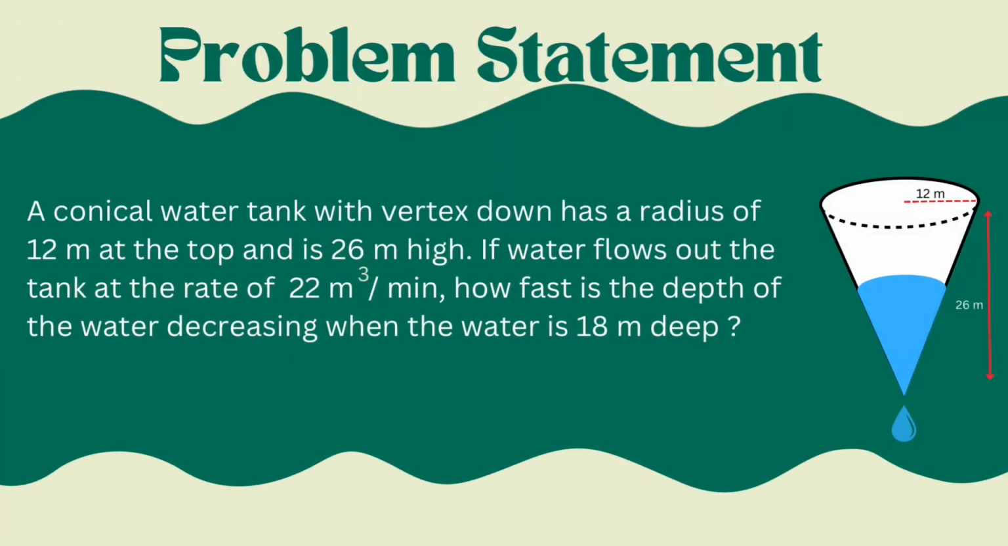A conical water tank with vertex down has a radius of 12 meters at the top and is 26 meters high. If water flows out of the tank at the rate of 22 meters cubed per minute, how fast is the depth of the water decreasing when the water is 18 meters deep?